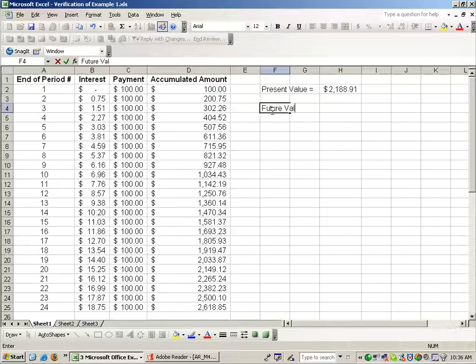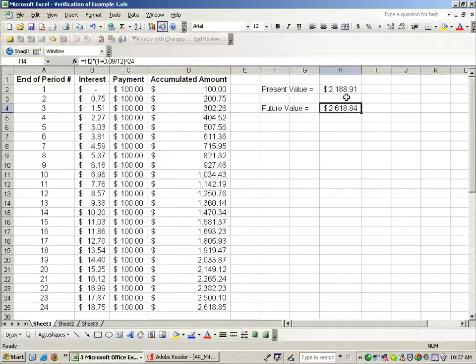Let's find the future value of that, assuming that the interest rate is 9% compounded monthly. That would mean this amount times 1 plus 9% compounded monthly to the power of 24. We're off by a penny, but that's probably due to the rounding in the computer.